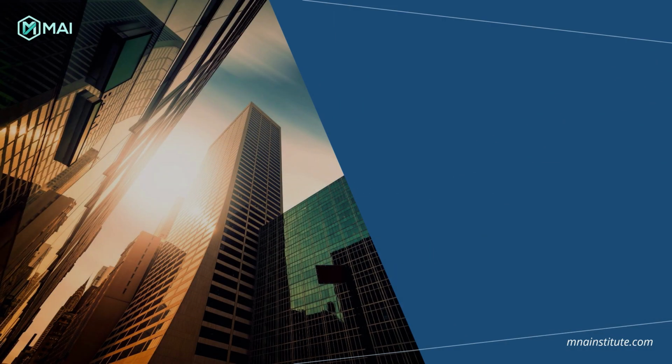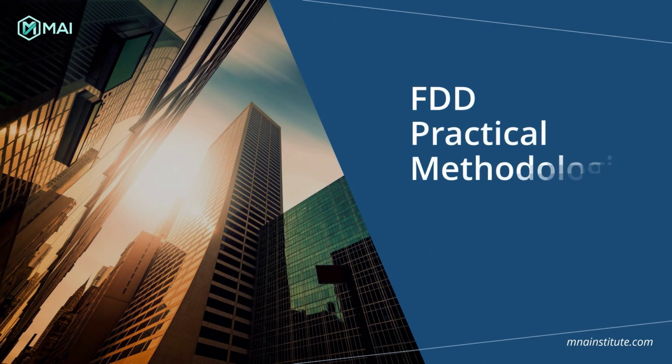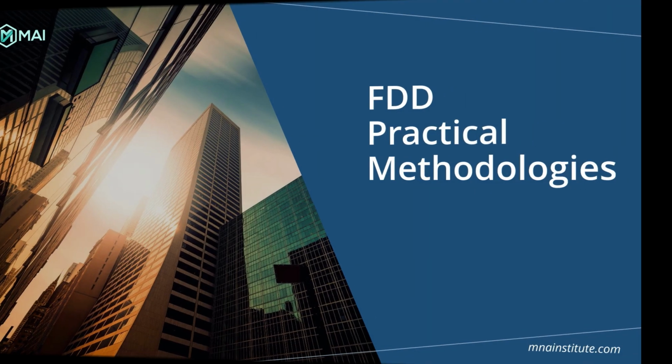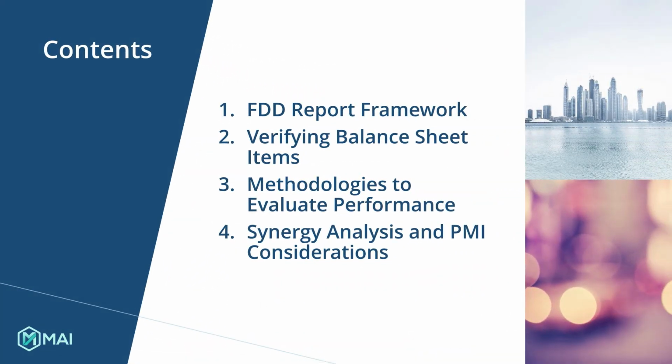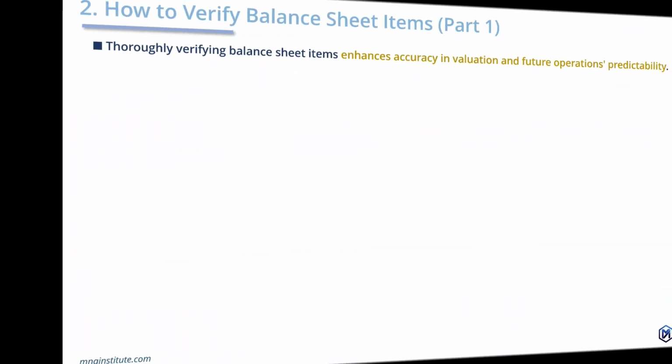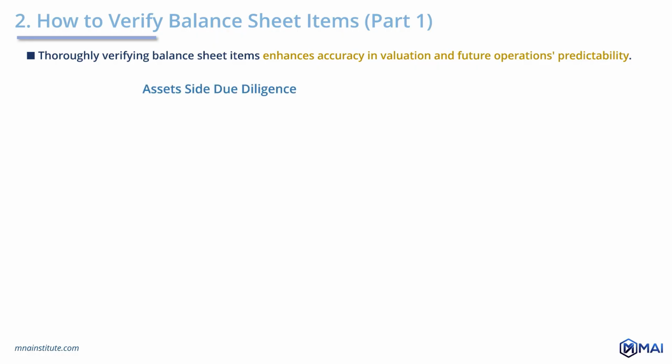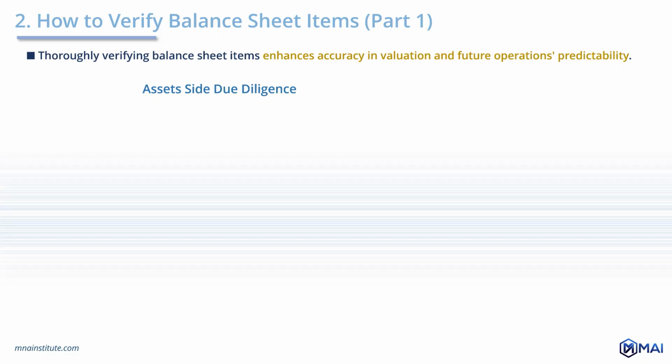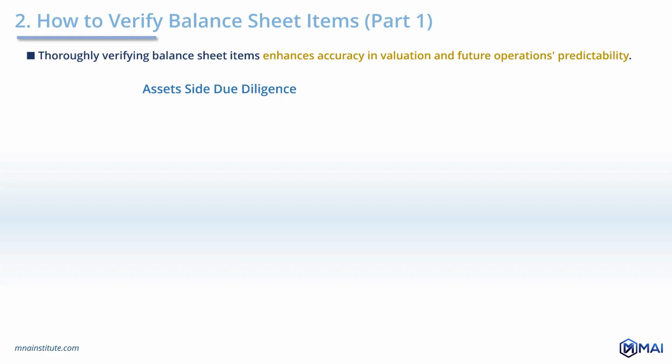In this lesson, we will look at the general framework of a financial due diligence report. Asset-side due diligence. This process involves scrutinizing various assets to ensure the financial statements reflect the actual state of affairs. It is not just for accuracy, but also to gauge the potential impact on the valuation and future operations.